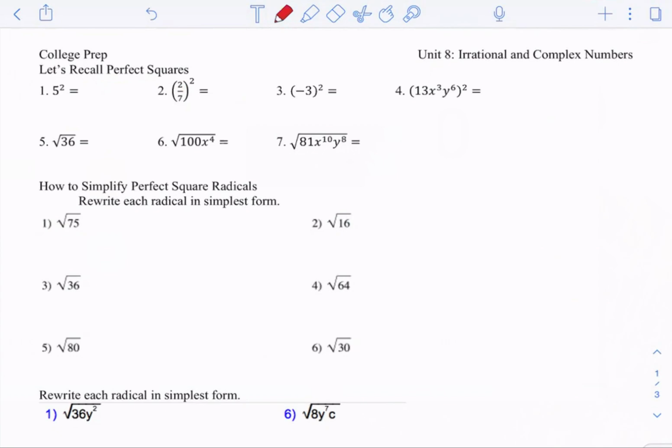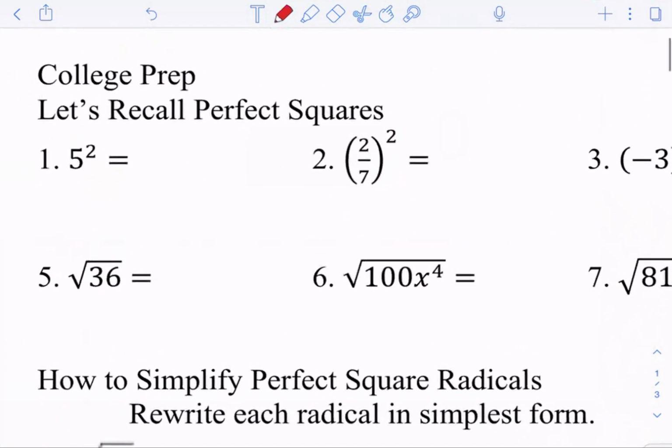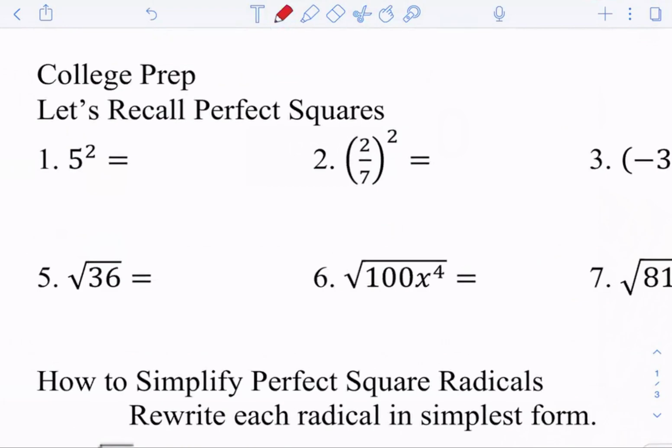So today our goal is to simplify radicals. In order to do that, let's recall some information. So take a look up here. 5 squared. If you remember, that means 5 times 5, which is 25.